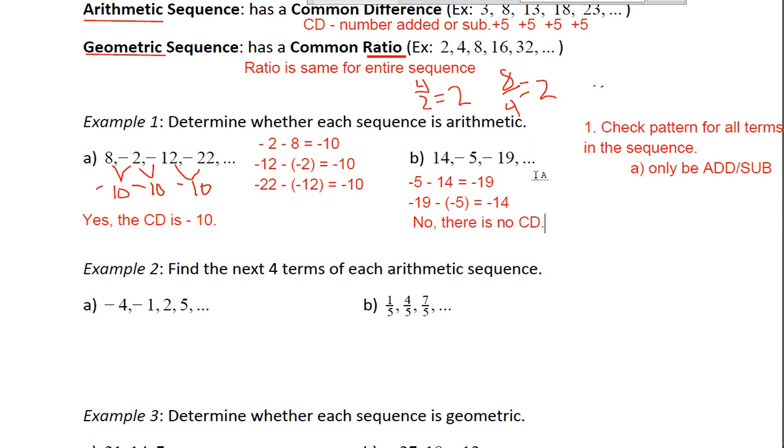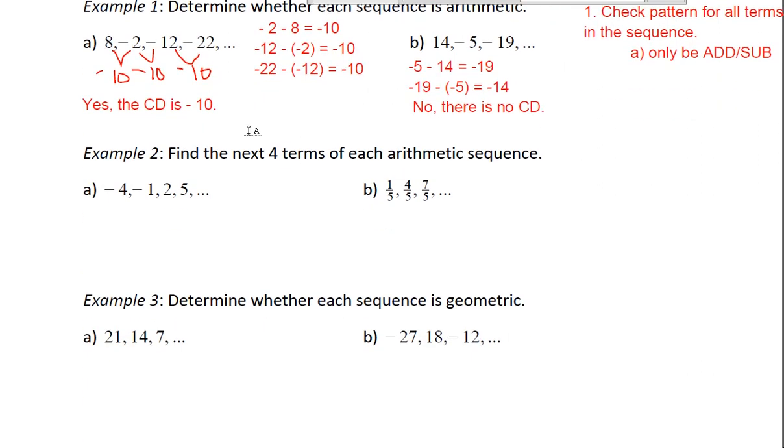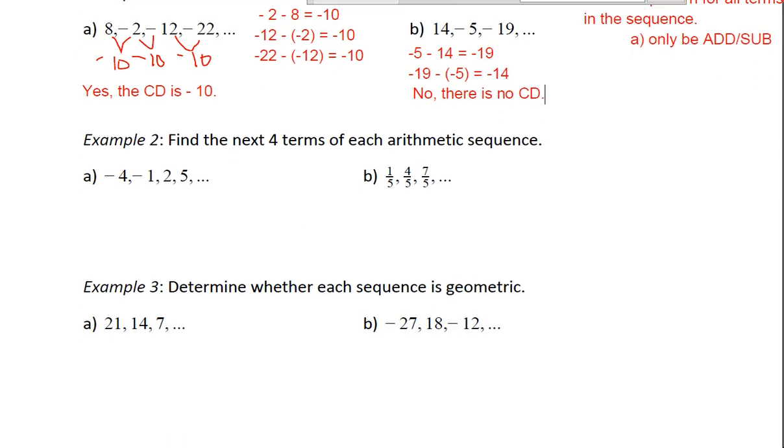Okay. For each of these kinds, the arithmetic and geometric, they're going to ask you to find the next so many terms. A lot of the times it's 4, sometimes it's 3, sometimes it's 6. It just depends, so pay attention to what they're asking you for. But your steps here are to find the common difference, because here they're telling you to find the next 4 terms of the arithmetic sequence. They're telling you it's arithmetic. There is a common difference.